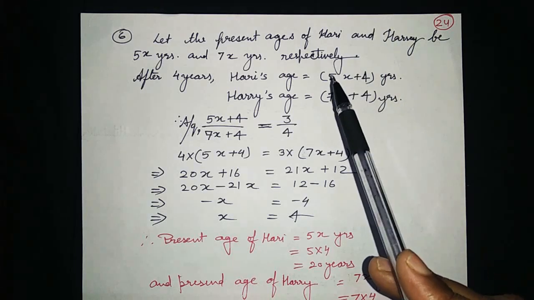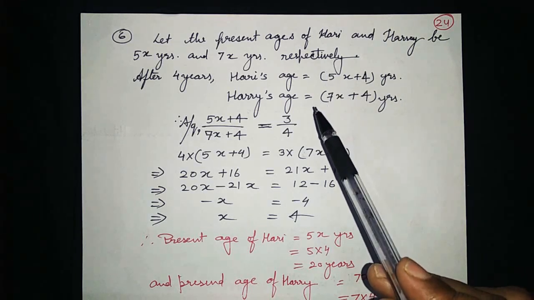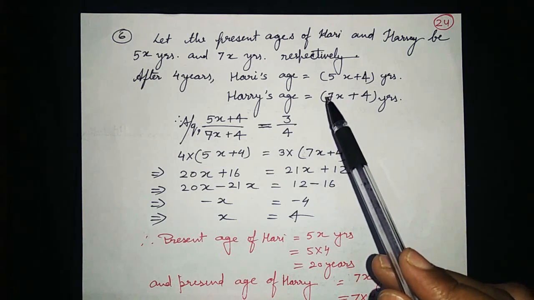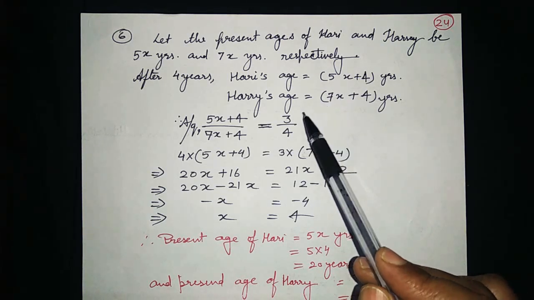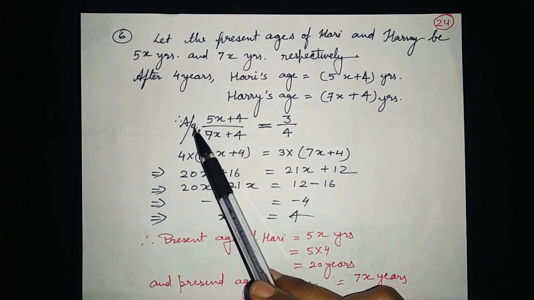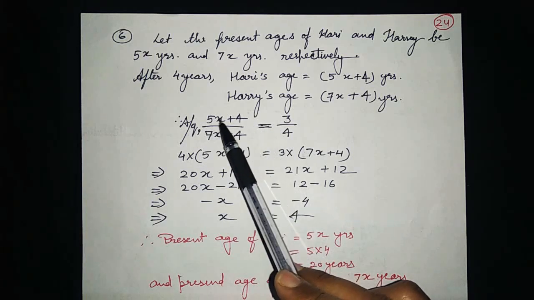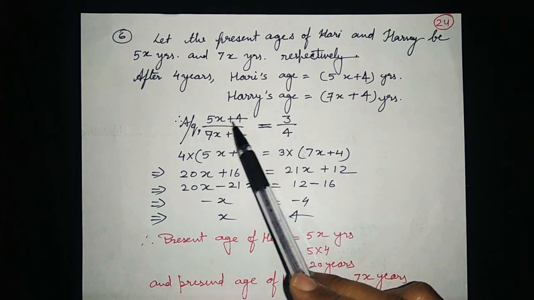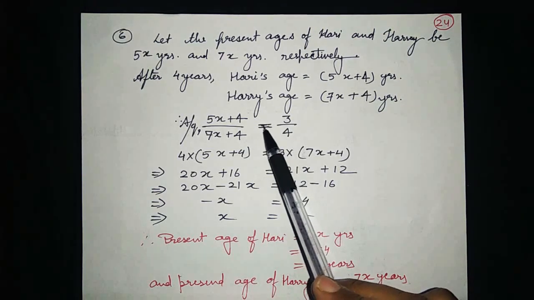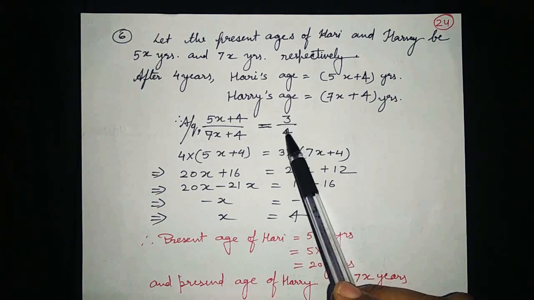And now this one more ratio you can see in your question. 4 years from now, the ratio of their ages will be 3:4. So according to the question, your equation will be (5x plus 4) upon (7x plus 4) is equal to 3 upon 4.